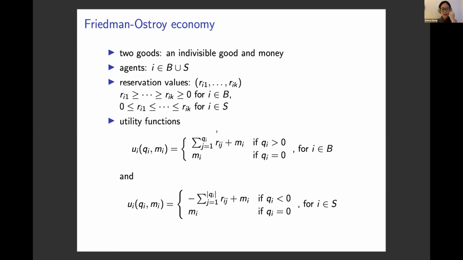And the payoffs for buyers and sellers are also the same as in a double auction. For a buyer, the payoff depends on the quantity he buys and the money holding. So the buyer gets utility from the money he holds and also whatever values he has from the good. And for a seller, his payoff is the money holding minus the cost incurred if he sells the good.